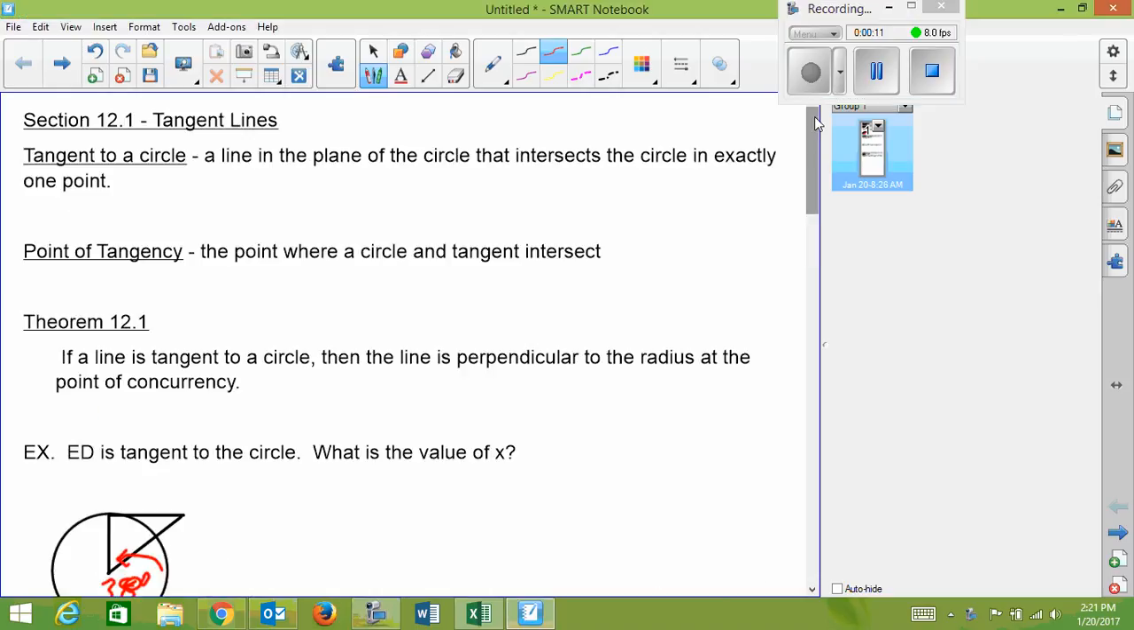So the tangent to a circle is a line in the plane of the circle that intersects the circle in exactly one point. The point of tangency is the point where a circle and the tangent intersect.